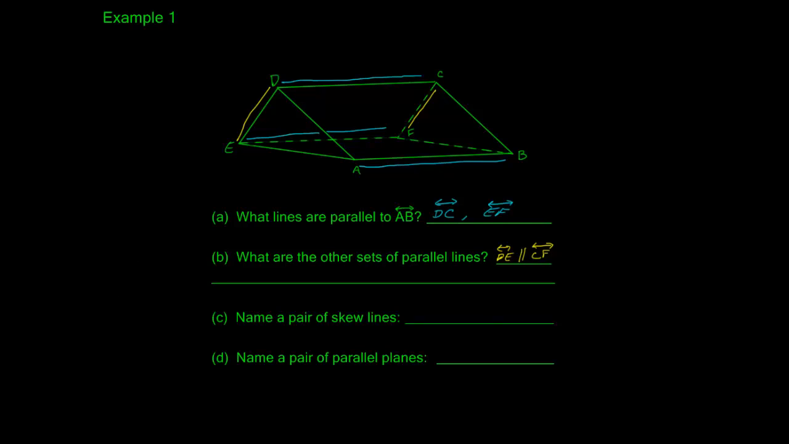Alright, let's see if we have any other sets of parallel lines. We have this EA and FB. So line EA is parallel to line FB.